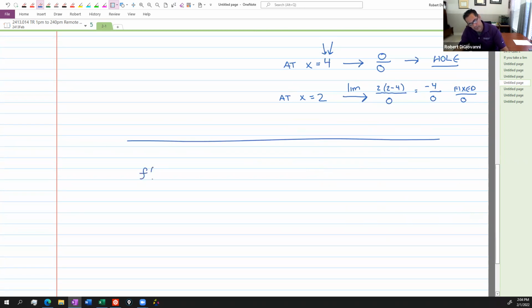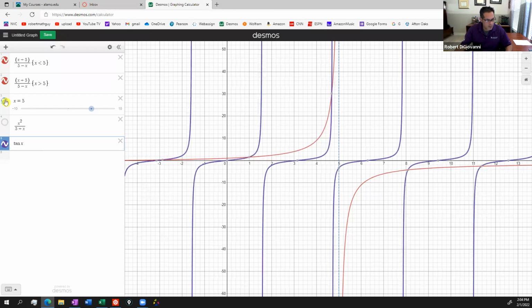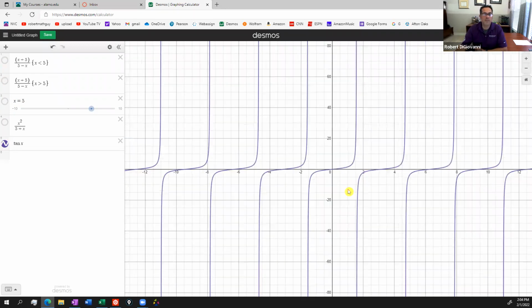What about this? How about tangent x? Find the vertical asymptotes. So you probably, well, after I tell you, will remember that tangent has vertical asymptotes at like pi over two, negative pi over two, three pi over two. Y'all remember what tangent looks like? Graph it, tan x. That's the graph of tangent. Look familiar? Pre-calc, okay. It has a bunch of vertical asymptotes, doesn't it?